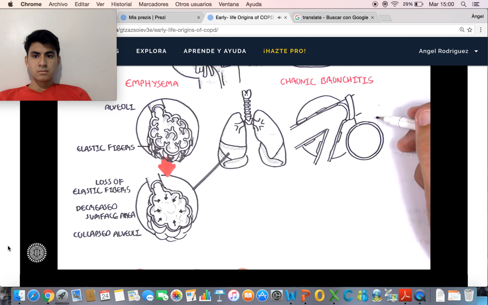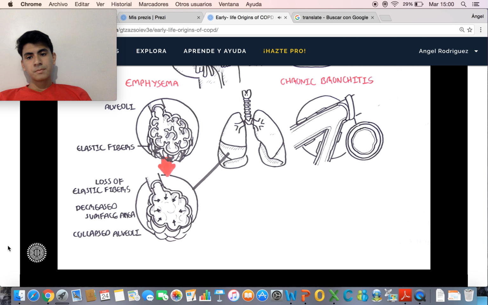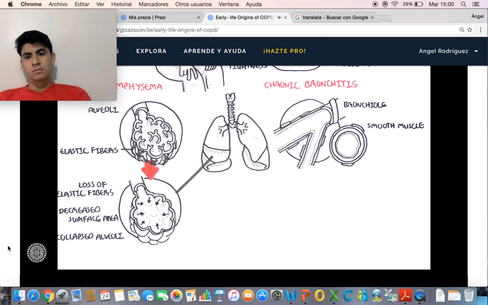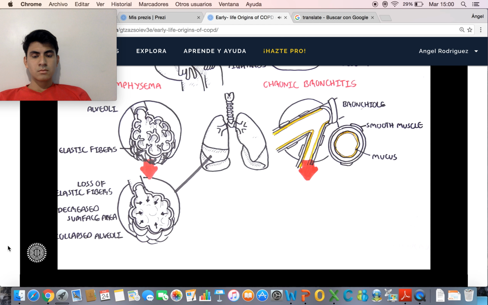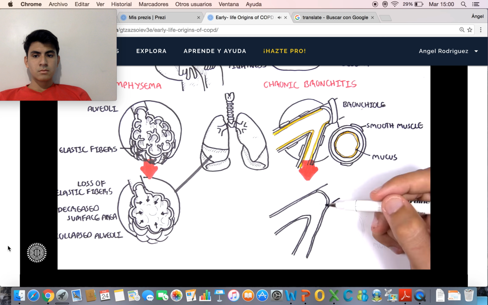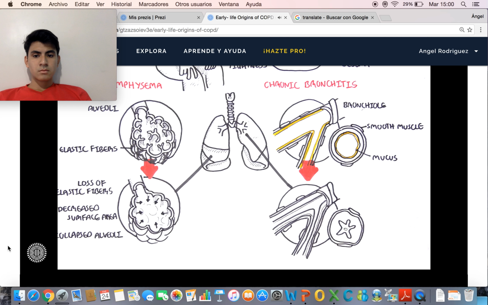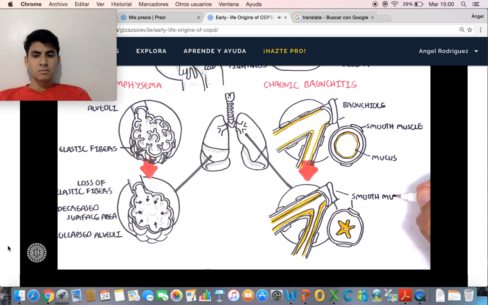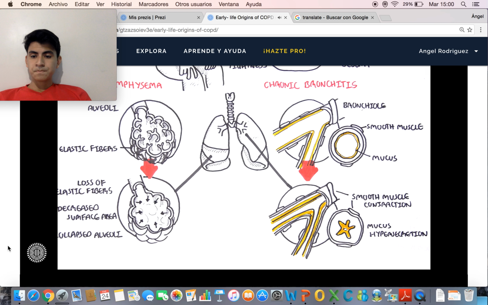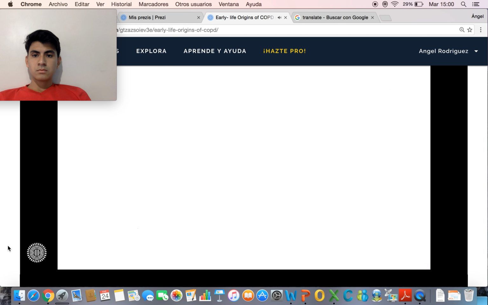In chronic bronchitis, we have problems along the airway tract, specifically the bronchioles. Here I'm drawing a normal bronchiole with smooth muscle and mucus. In chronic bronchitis, we have smooth muscle hypertrophy and contraction, as well as mucus hypersecretion. This all leads to difficulty breathing.